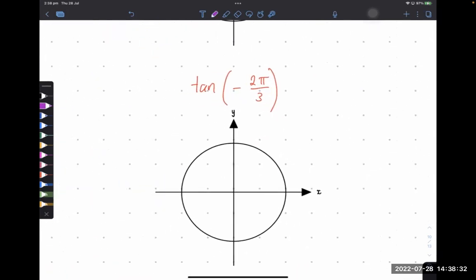Tan measures... what does tan measure? Gradient. Gradient, thank you. What's our closest multiple of 3? 3. So -3 pi on 3, that's equal to negative pi. So are we on the left or on the right? Right. Where's negative pi located? That's -1, yeah?